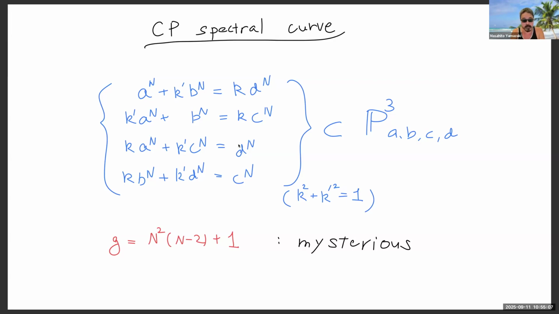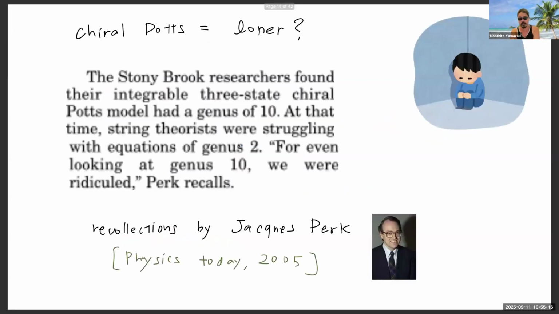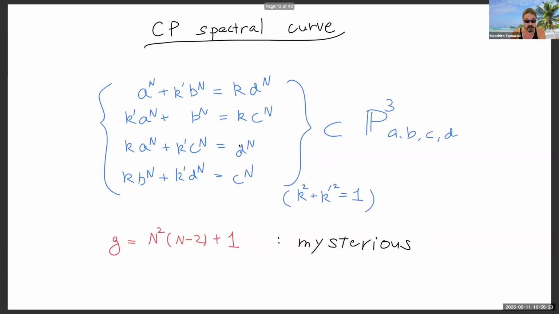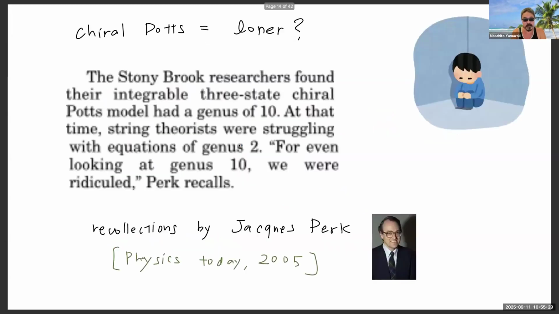And so what I'm going to talk about is to try to shed light on this Chiral Potts curve from a slightly different angle. In fact, this curve itself is very peculiar. When N is 2, the genus is 1, which is elliptic, and when you go to N equals 3, the genus is already 10. It seems crazy to talk about a genus 10 curve. When Jacques Perk was interested in that, some string theorists were interested in genus 2, and it looked like a crazy thing to talk about genus 10. So it was mysterious, and it still is.